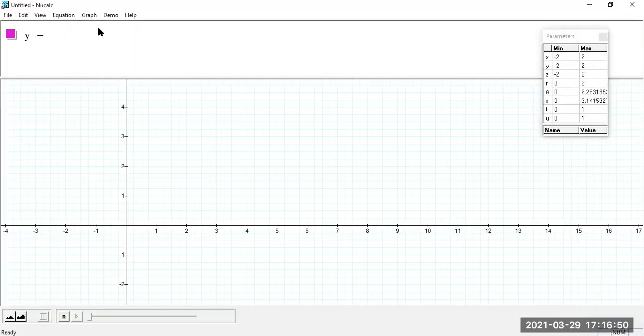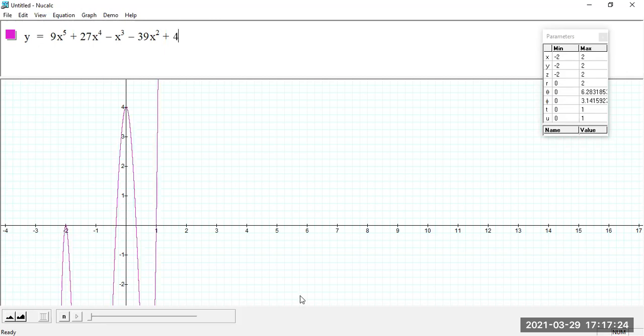So y equals 9x to the 5th, plus 27x to the 4th, minus x cubed, minus 39x squared, plus 4. Now that's what it will look like.